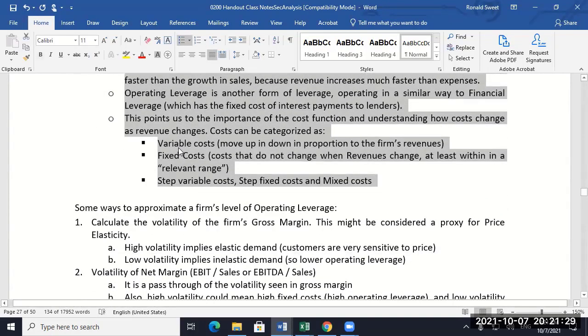This has become more important when we do paper 5 because you have to get a discount rate for your firm. And if your firm does have a lot of fixed costs, you're going to have a higher beta, so this can become important there.